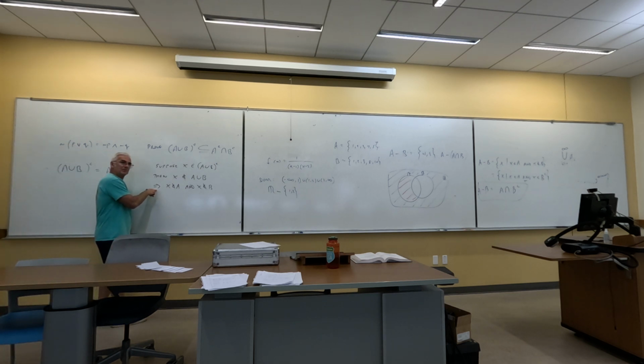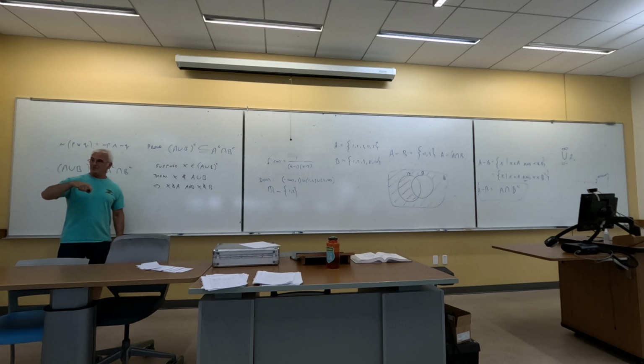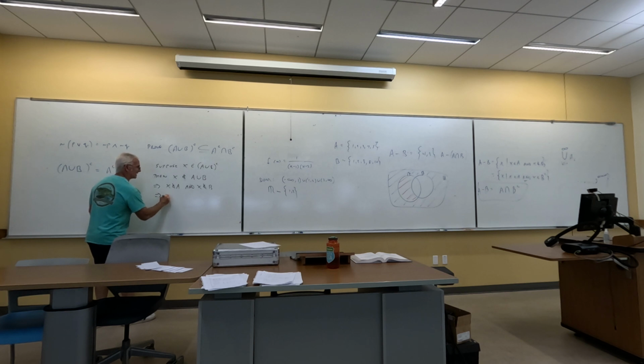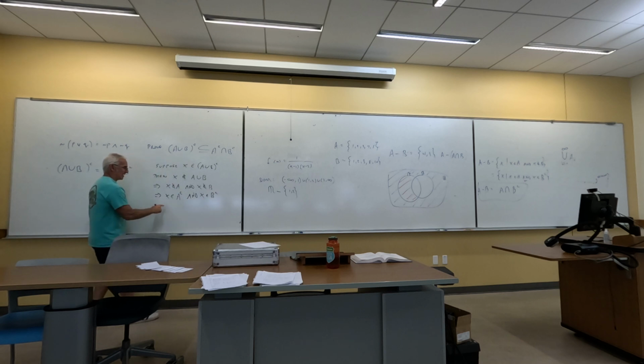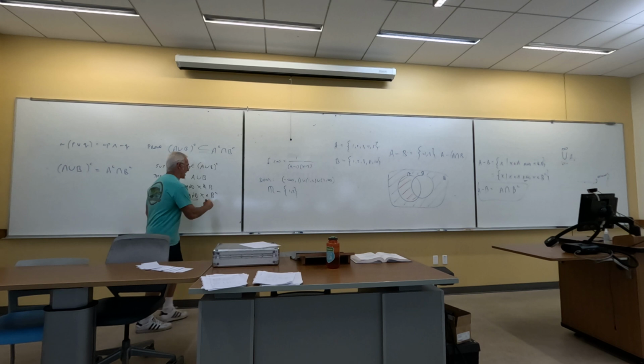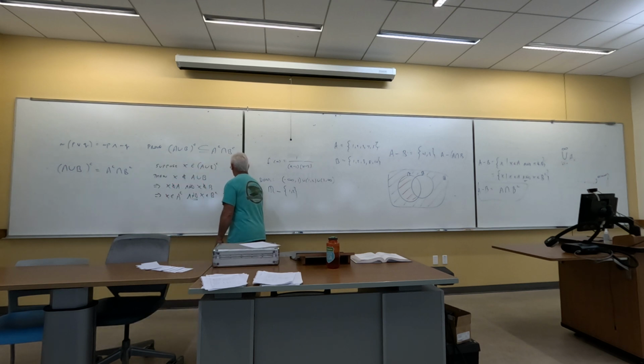This is a correct use of the implication, and this is the implication symbol we're using now because we're doing sets. I know it's confusing, but now it's the double arrow. But this would imply that X is in A complement, and at the same time, X is in B complement. So this would imply that X is in what? The intersection of the two.